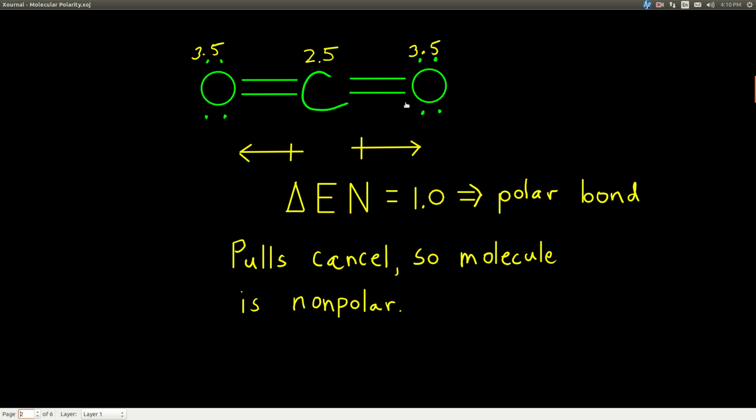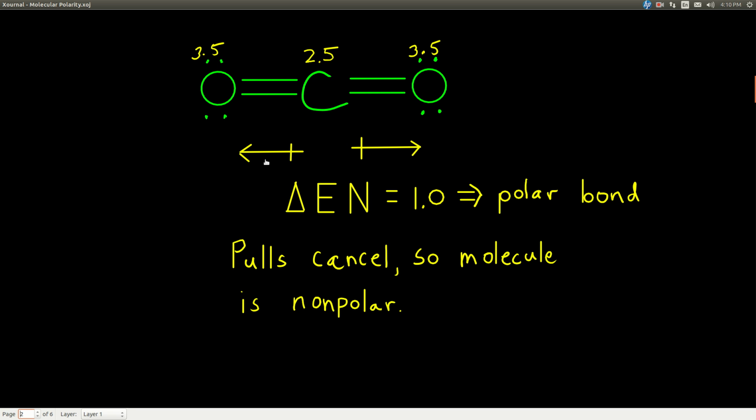Now, each of these bonds we would predict to be polar because the electronegativity of oxygen is 3.5, that of carbon is 2.5, and so the difference in electronegativity is 1.0, making it a polar or polar covalent bond. So that means that the oxygen is pulling the electrons towards itself more strongly than the carbon this direction, but there's one over here doing exactly the same thing with exactly the same strength in the opposite direction.